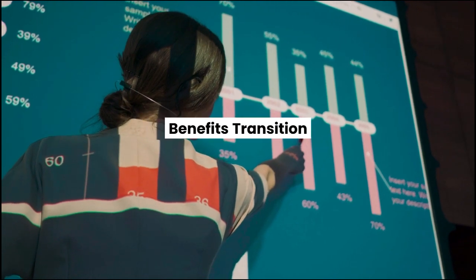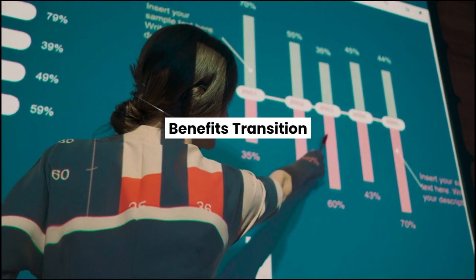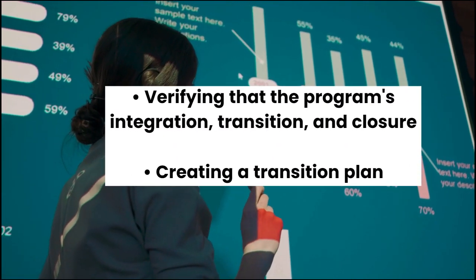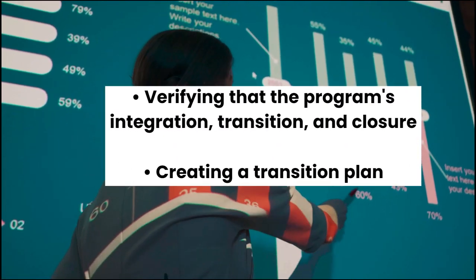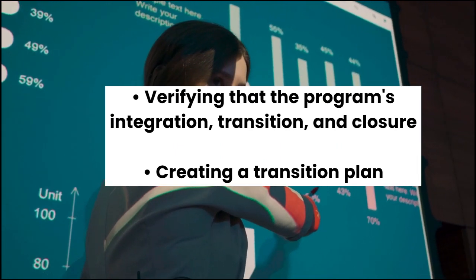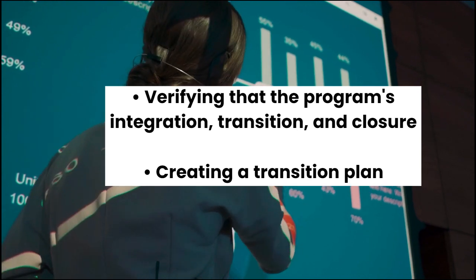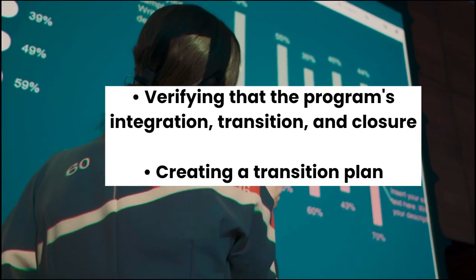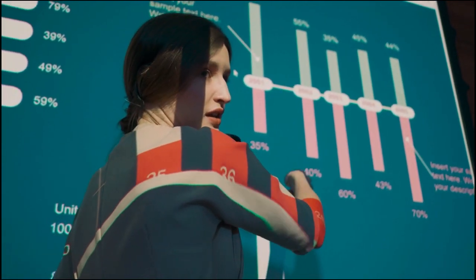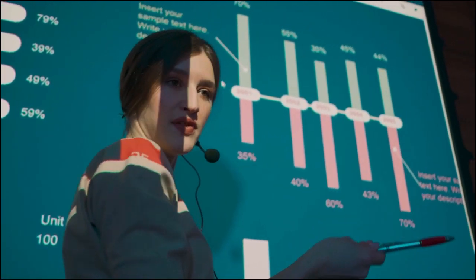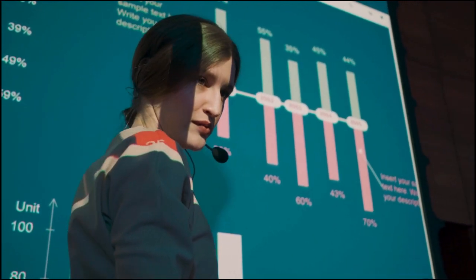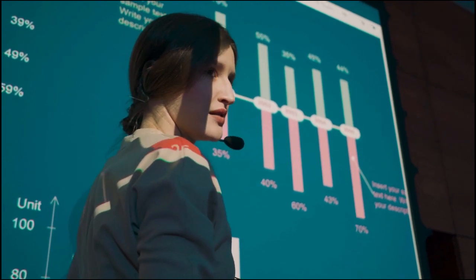Benefits transition is made up of the following activities: verifying that the program's integration, transition, and closure meet or exceed the benefit realization criteria established to accomplish the program's strategic goals, and creating a transition plan to make it easier for the affected operational areas to keep reaping the benefits. Benefits transition ensures that the program's benefits are measured, sustainment plans are created, and the transition is carried out, as well as that the transition scope is established.